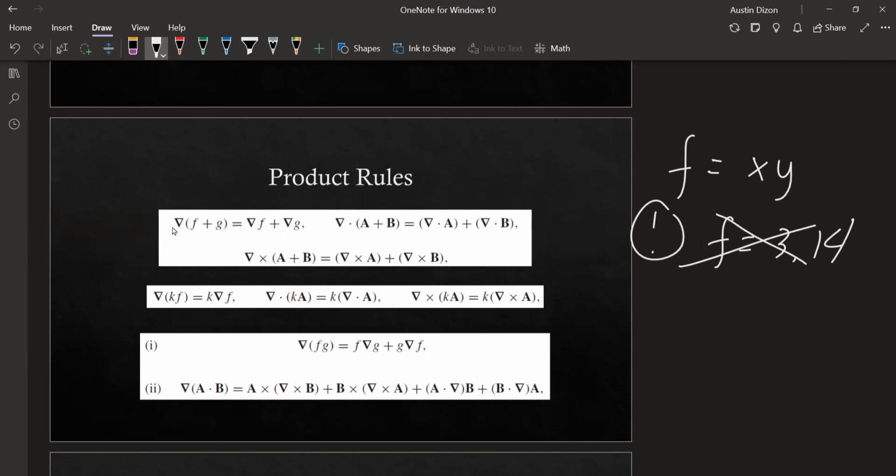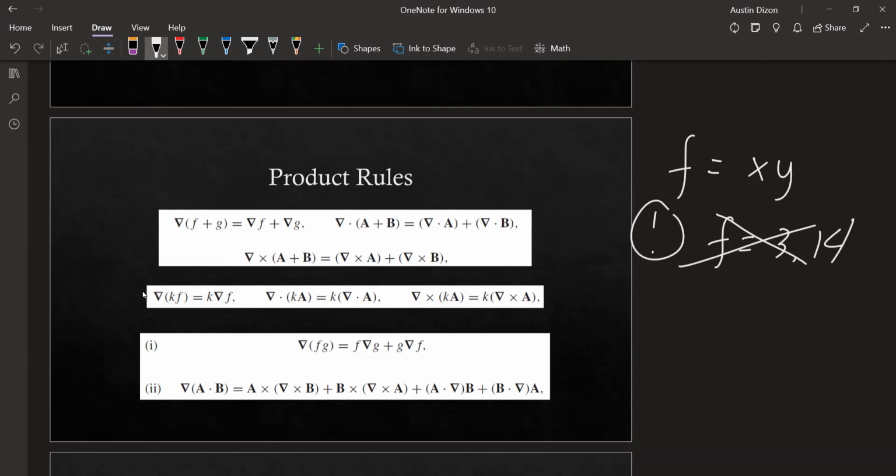So product rules. Paano mag-apply yung del operator natin kapag nag-add tayo ng f at g? So didistribute mo lang, no? Fairly simple. Yung divergence mo, paano siya mangyayari? I-distribute mo lang din. Napaka-easy. Then yung curl mo, ganun lang din, didistribute mo. And then sabihin natin, ito yung k natin dito will just be a number.